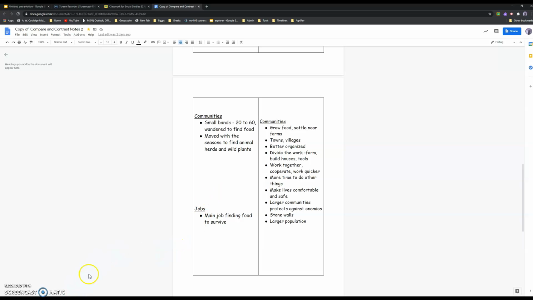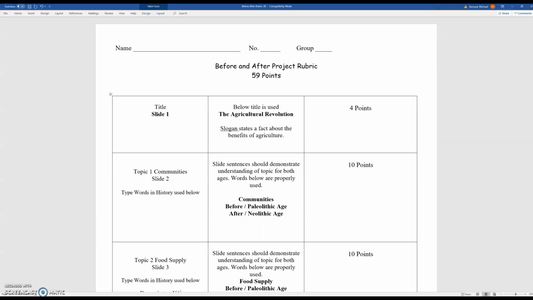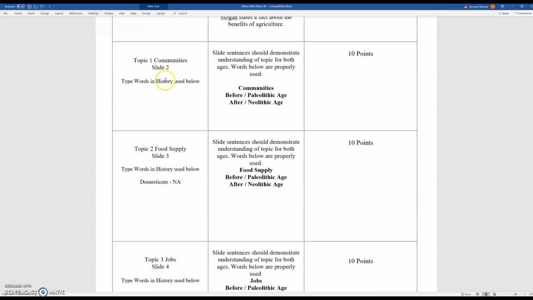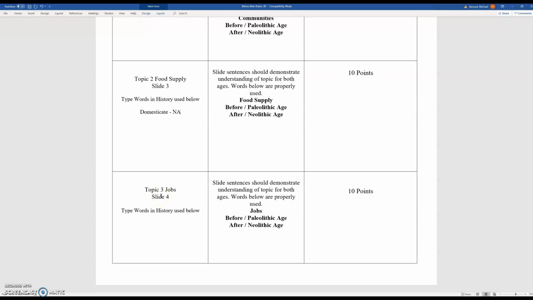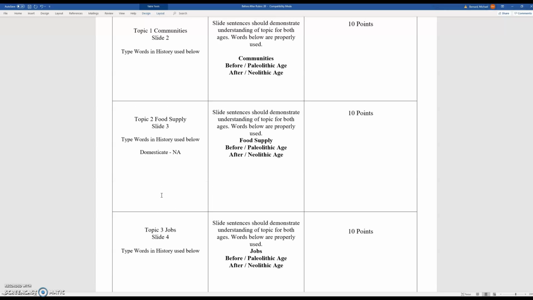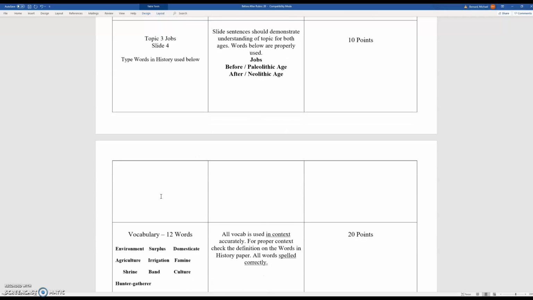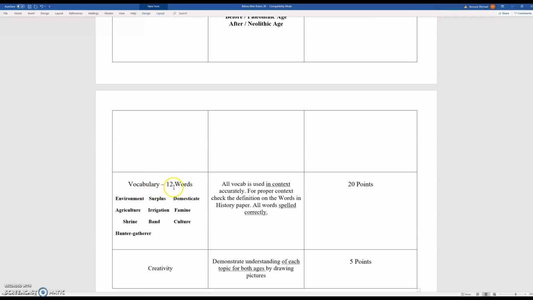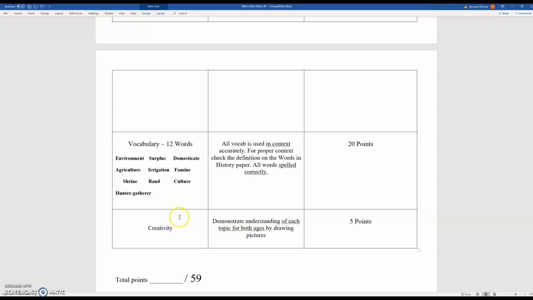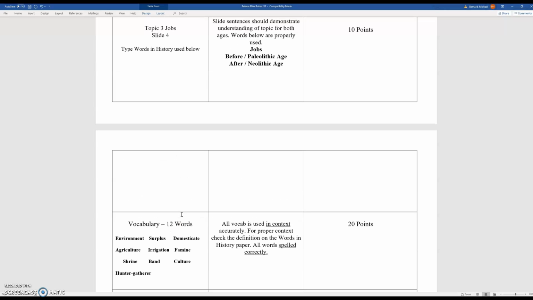That's one thing. You're going to use this rubric. Okay? And this rubric basically lays out what you should do. So this rubric is saying that there are 4 slides, at least 4 slides. If you want to create a couple more, that's fine, if you want to get creative. It also tells you the words that you must use, the vocabulary words. And it has some points for your demonstration of creativity. Okay, how you create your ad, so to speak.